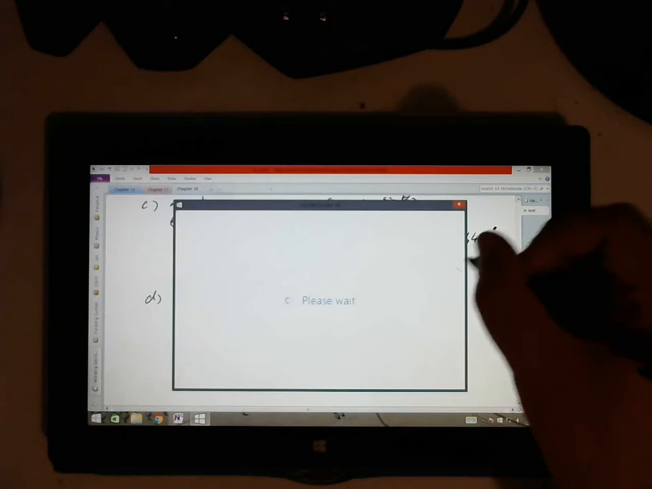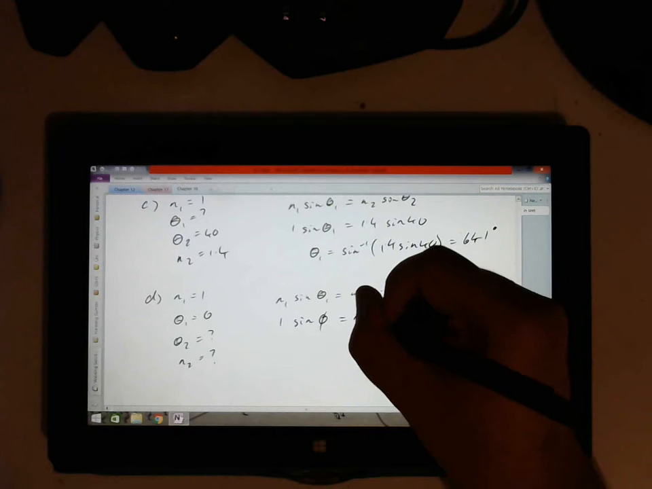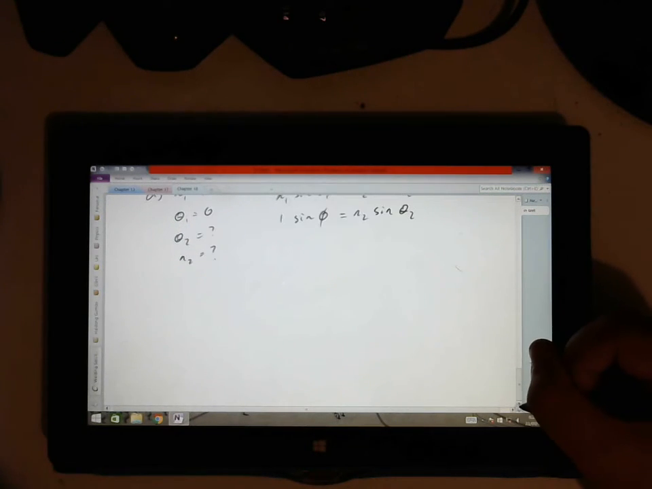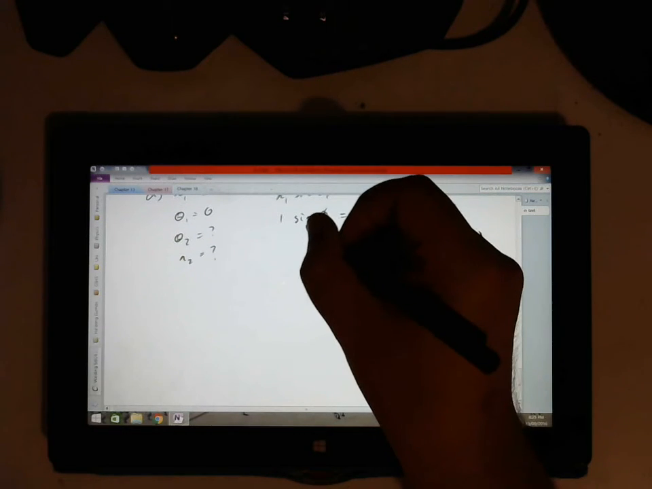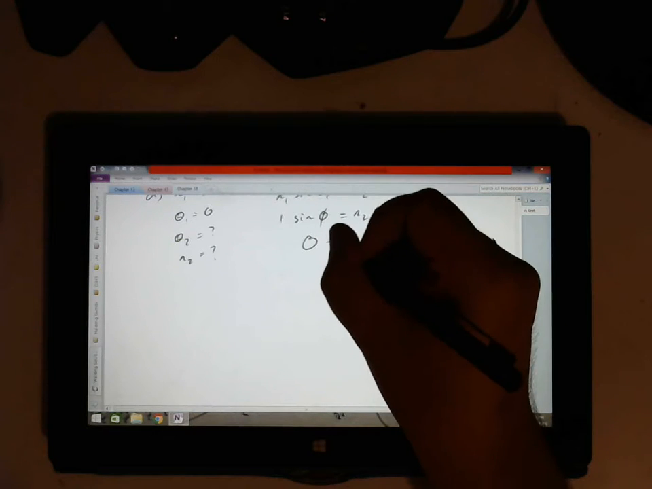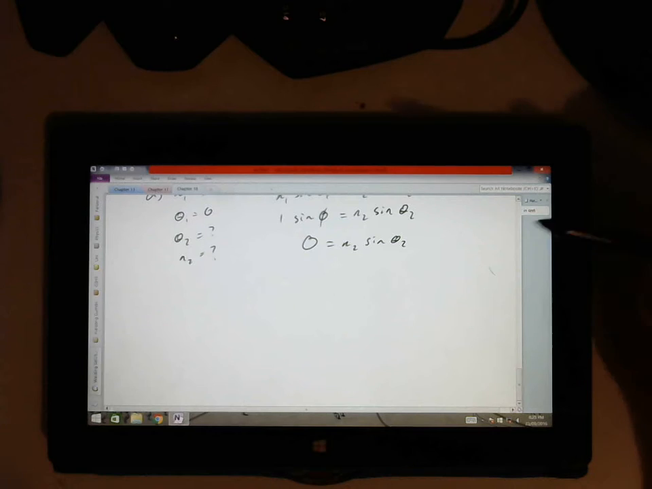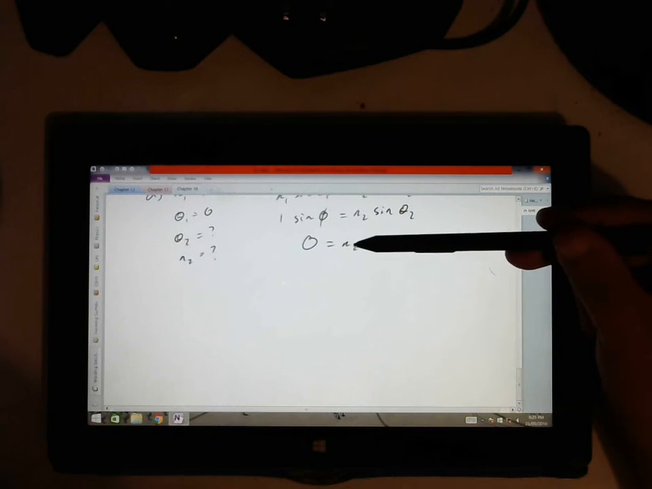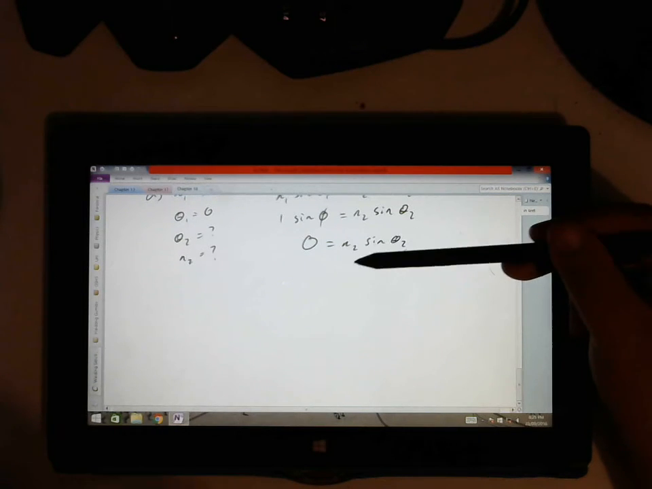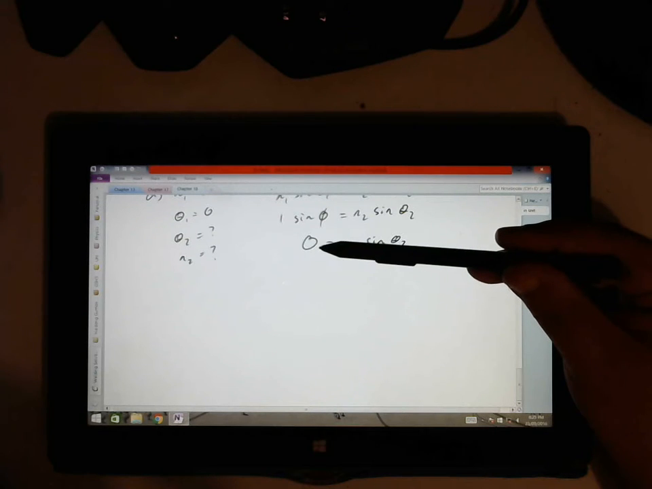Equals n2 sine theta 2. Okay, so we don't have anything on this side, so what's the sine of 0? The sine of 0 is 0, so 1 times 0 is 0, equals n2 sine theta 2. Now, what we have here are two numbers. Sine theta is just a number. We have n2, that's a number. And when we multiply them together, the answer is 0.